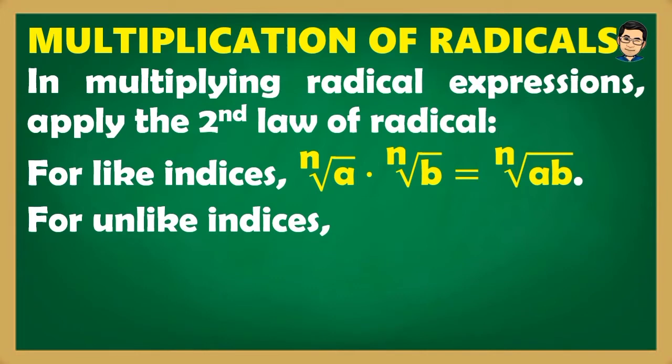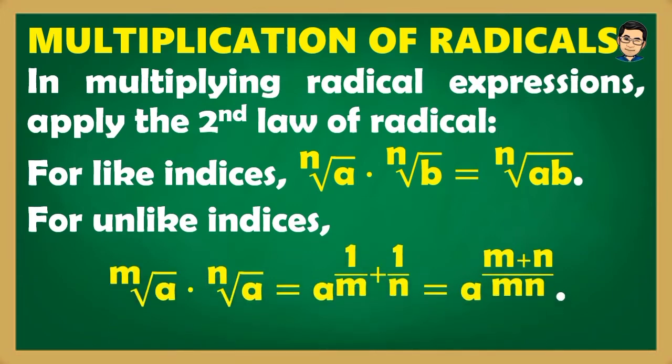And then for unlike indices, for example, the mth root of A times the nth root of A is equal to A raised to the sum of 1 over m and 1 over n. Kapag hindi sila pareho ng index, ang gagawin lang po natin is i-add natin yung mga exponents, yung mga rational exponents. So we will apply rules on addition of fractions.